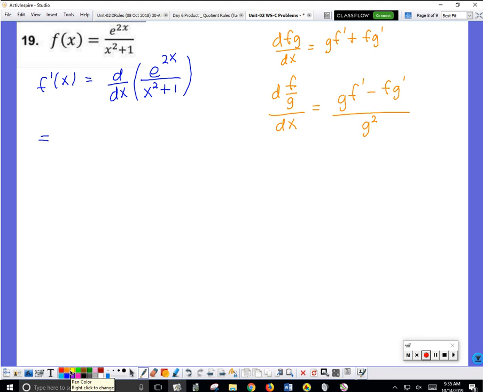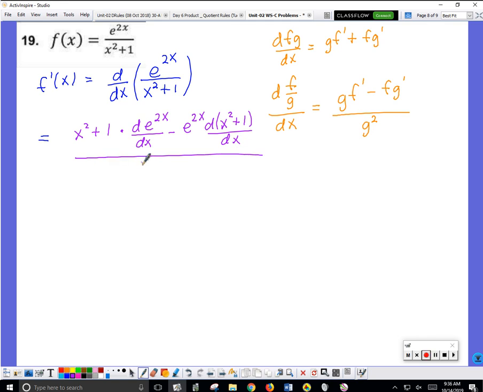So I write down g multiplied by derivative of f, minus f multiplied by derivative of g, all divided by g squared.